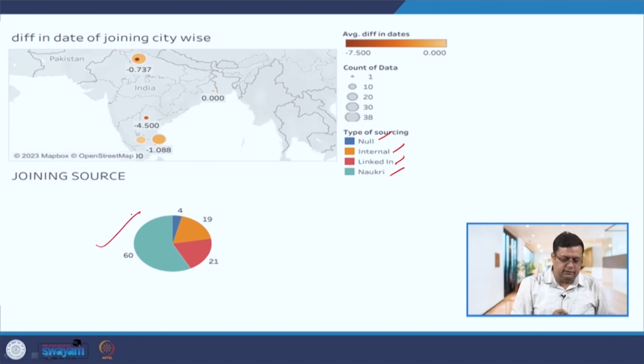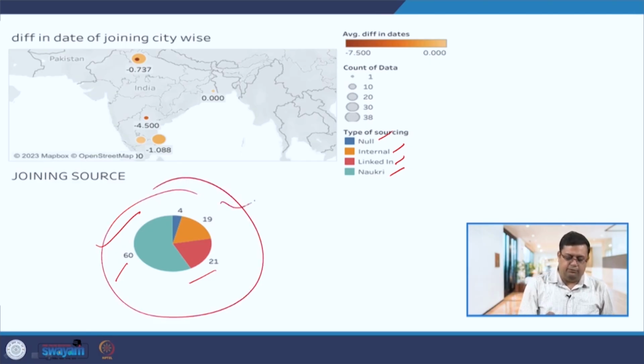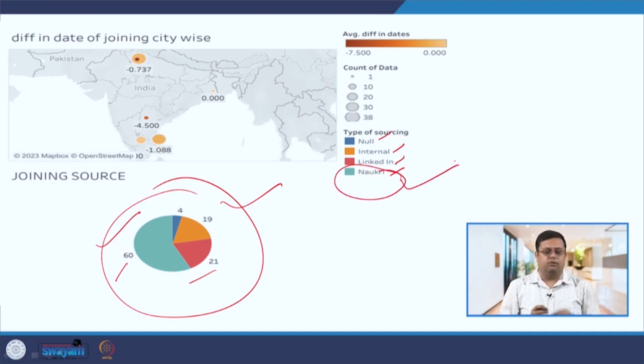So, here you can count 60, 81, 90, 19, so 90, 100 and 104. So, 104 employees have joined, and their joining according to the source is presented here. The maximum number of people have joined where the organization received the application through Naukri. That is clearly presented here: 60 people have joined through Naukri.